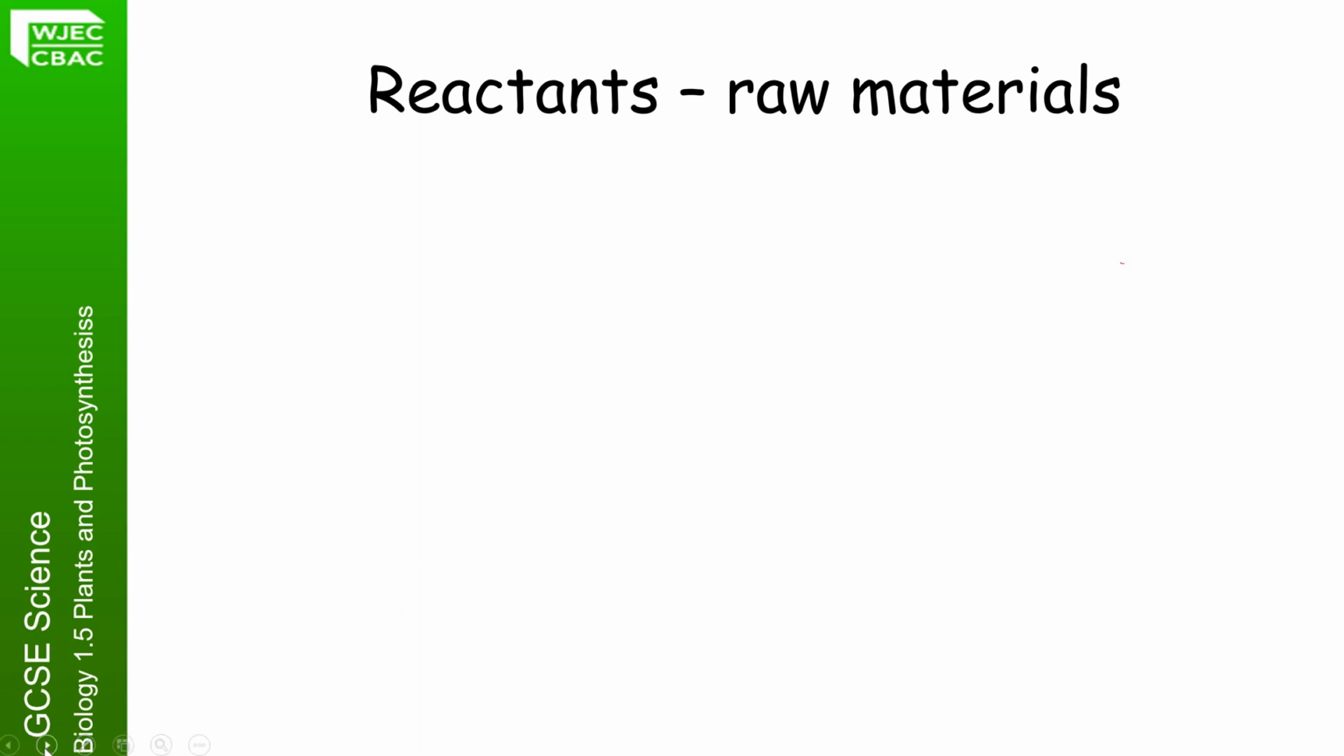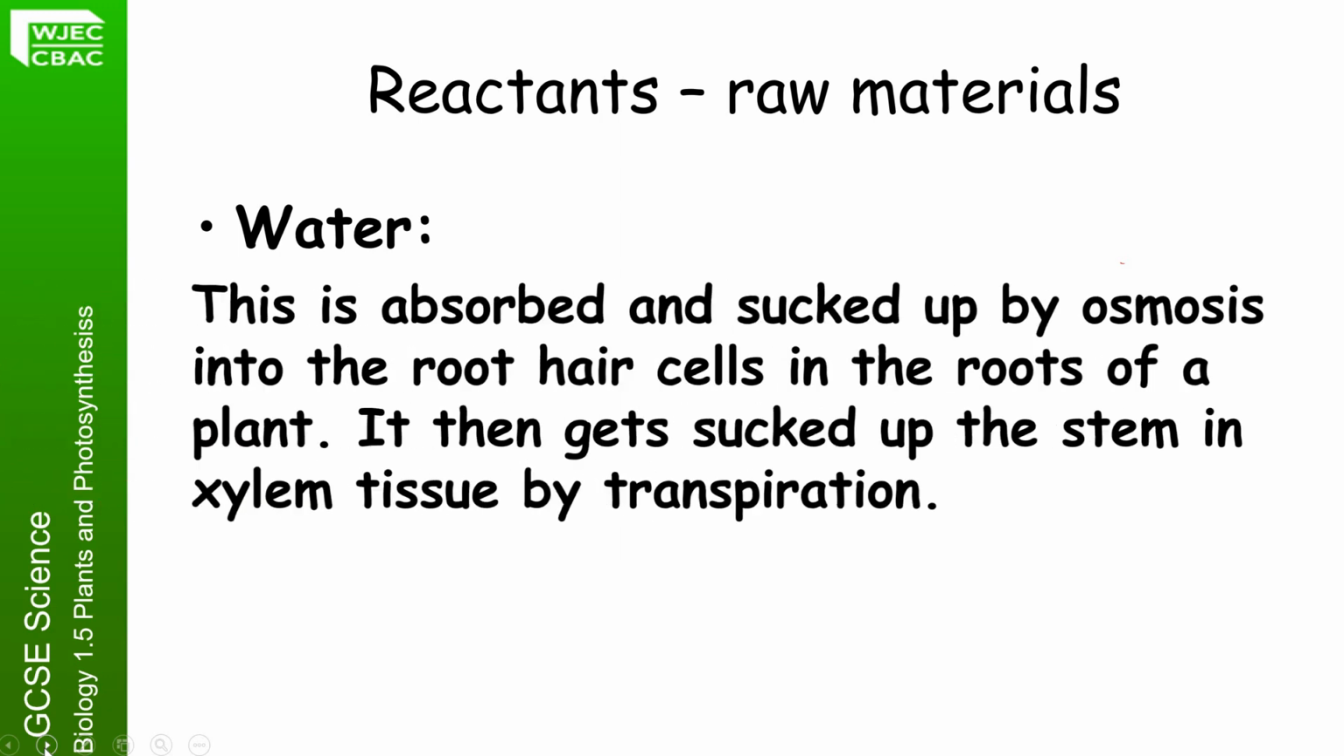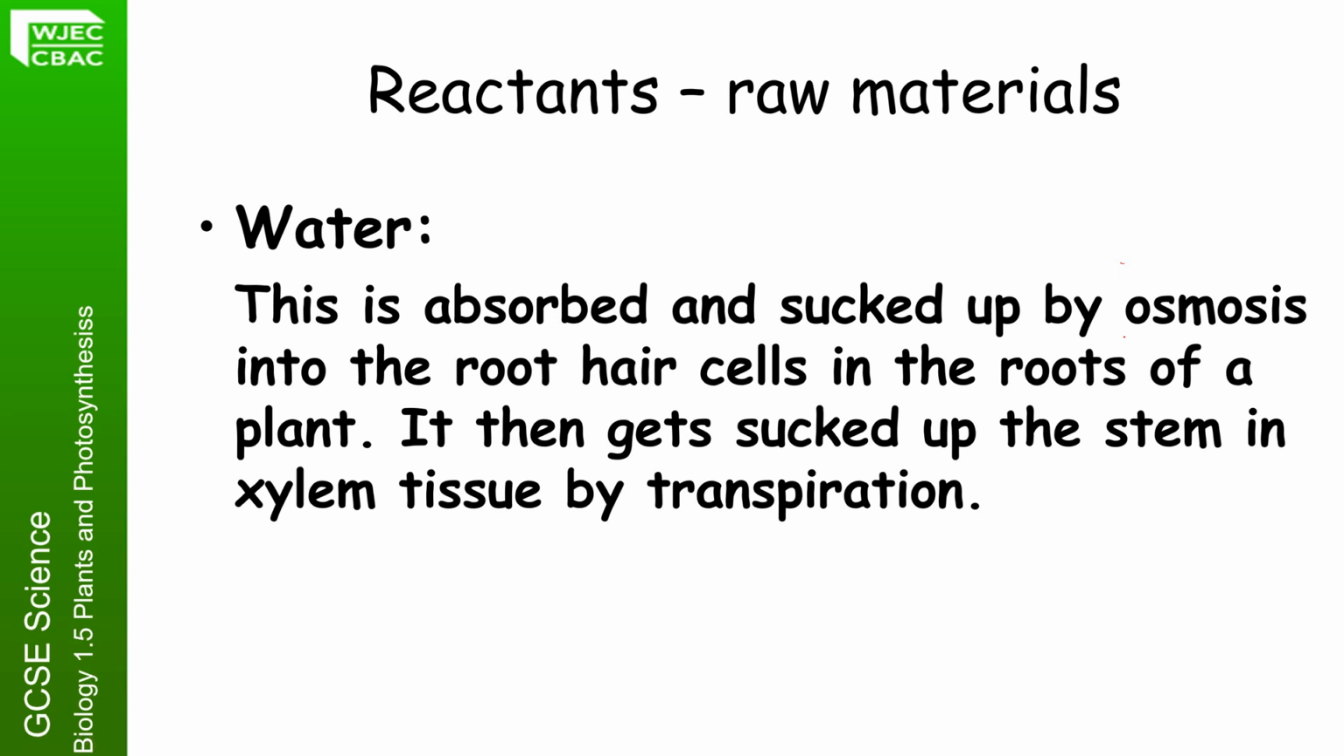So we're going to break down the reactants and the products, and then in our next lesson, as I said, we'll be testing the products of photosynthesis in plants. Our main reactants, our raw materials, are water. This is absorbed by osmosis in the root hair cells. It gets sucked up the stem in the xylem tissue by a process called transpiration. The xylem are these tubes that go up the stem. And if you've ever eaten celery, the stringy bits that get stuck in your teeth are the xylem tubes.